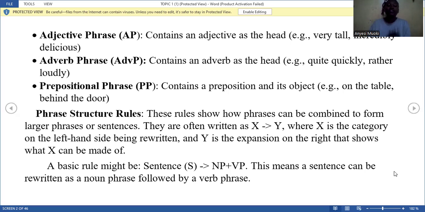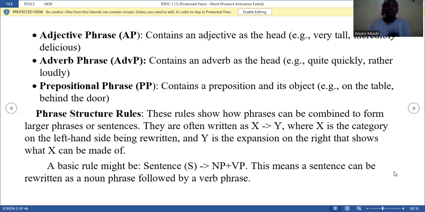And then you have the phrase structure rules. These rules show how phrases can be combined to form larger phrases or sentences. They are often written as X makes up Y, where X is the category on the left-hand side being rewritten, and Y is the expansion on the right that shows what X can be made of. A basic rule might be: sentence is made up of an NP and a VP, which is the noun phrase and a verb phrase.